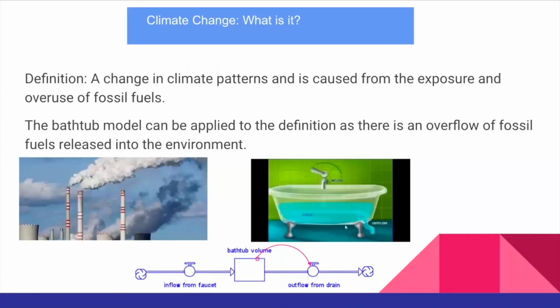Climate change is a change in climate patterns and is caused from the exposure and overuse of fossil fuels. We create climate change with our cars, clothes, purchase choices, and pretty much everything you could think of. Climate change involves the harming of air, water, soil, and the environment as a whole. The bathtub model can be applied to the definition as the model displays the inflow, outflow, and overflow of fossil fuels. Climate change occurs due to the overuse of fossil fuels released.